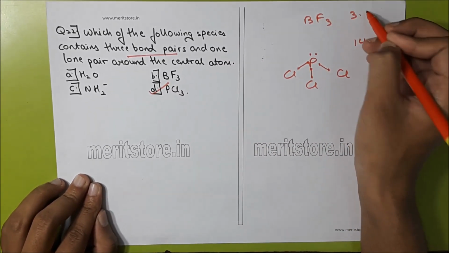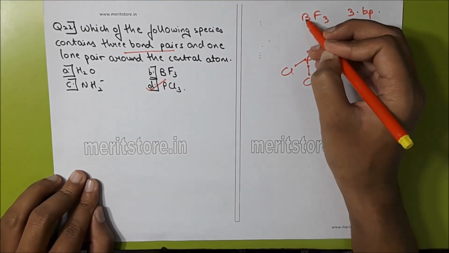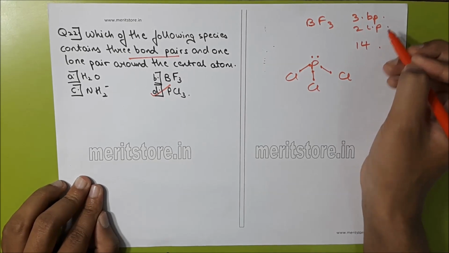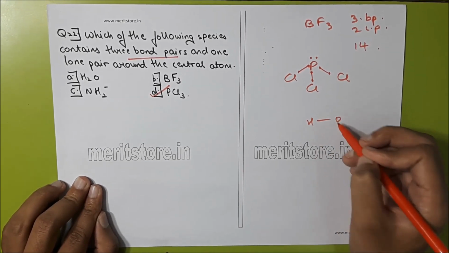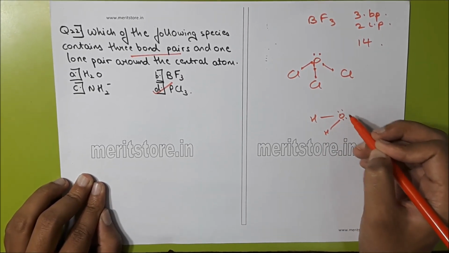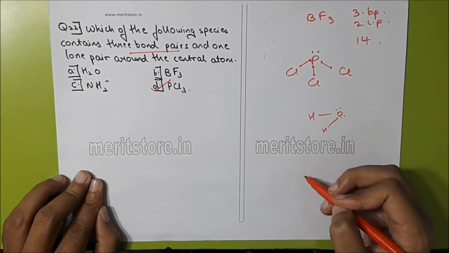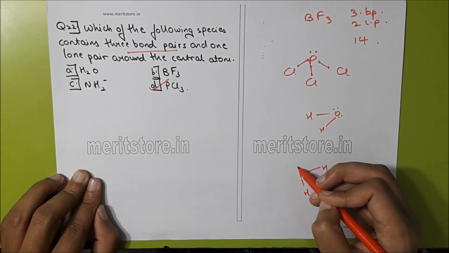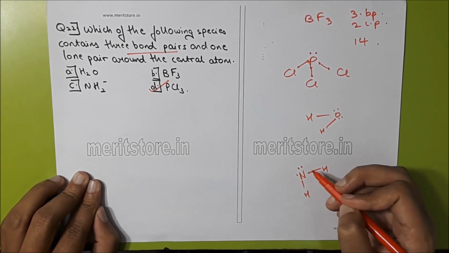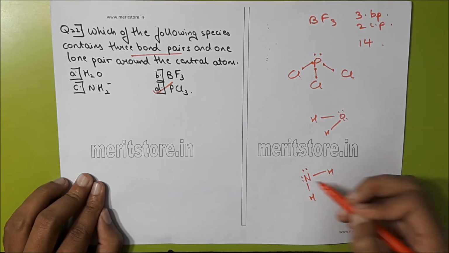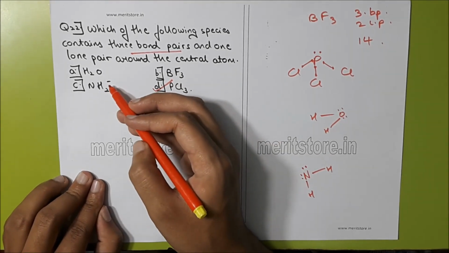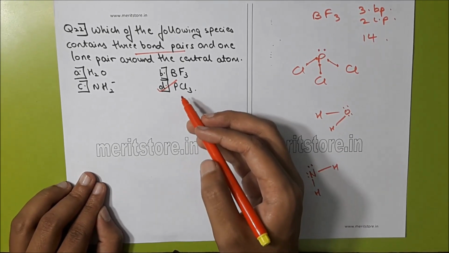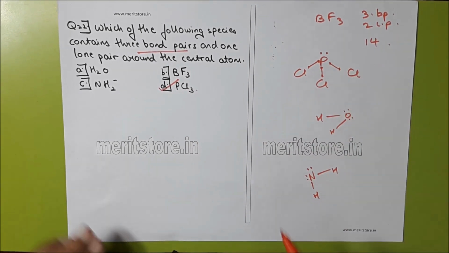BF3 contains 3 bond pairs, 3 fluorine atoms attached to boron, and no lone pair. Water molecule contains 2 lone pairs and 2 bond pairs of electrons. NH2 minus contains 2 lone pairs of electrons, because of the minus 1 charge, and 2 bond pairs of electrons. So option D is the appropriate answer with 3 bond pairs and 1 lone pair.